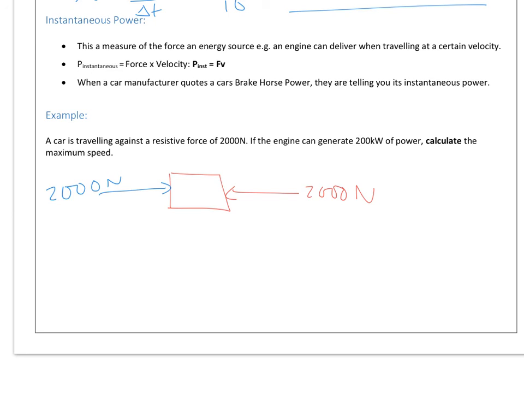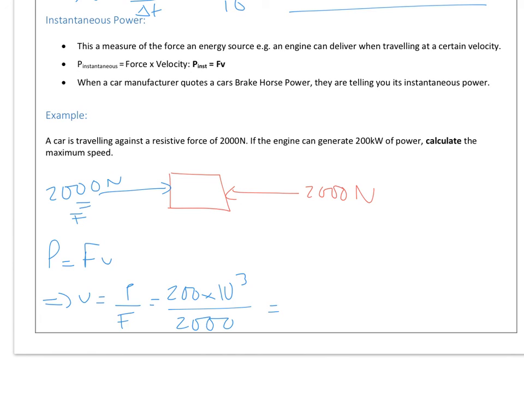So what we've got here is the force produced by the engine. We know that power is the force times velocity. We're trying to get velocity, so power divided by force. So it's going to be 200, it's kilowatts, so times 10 to the 3, and we're going to divide that by 2,000, which gives you 100 meters per second. How fast is that?